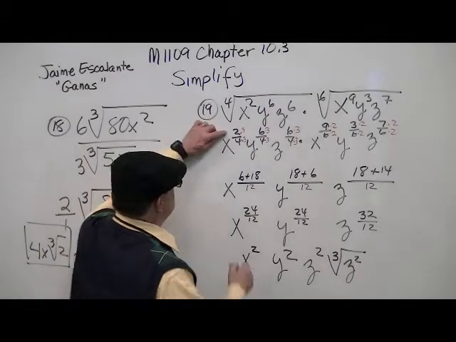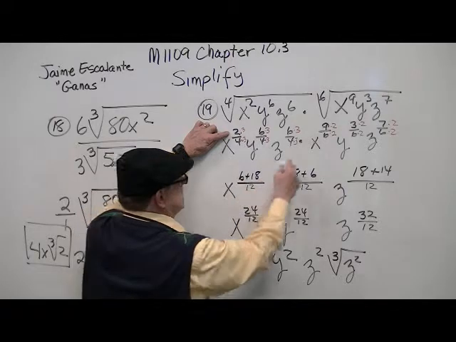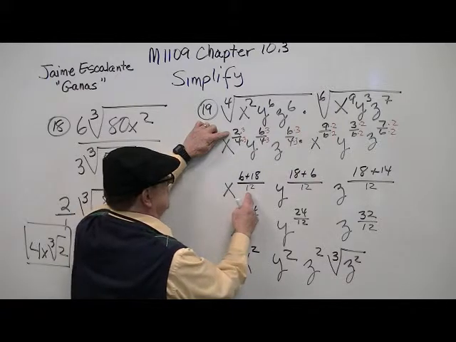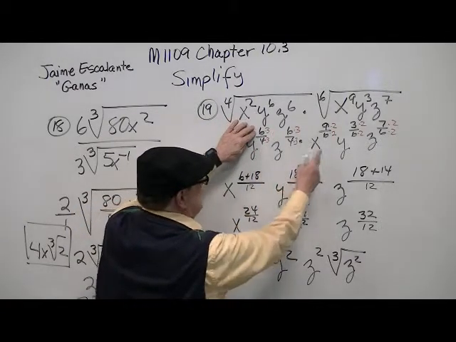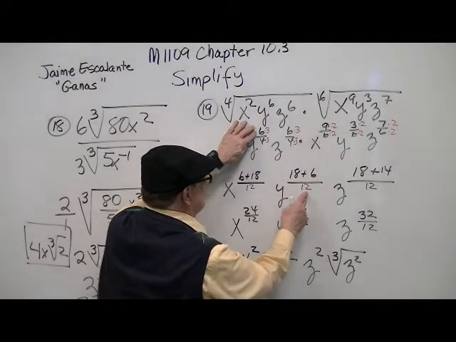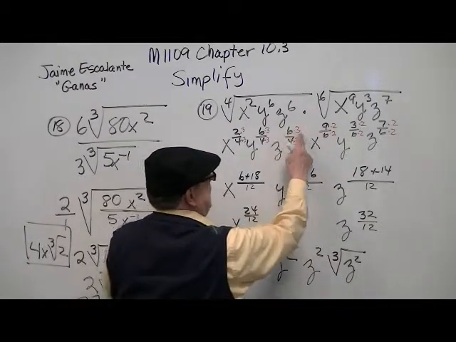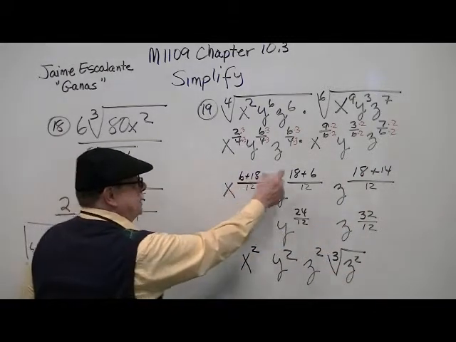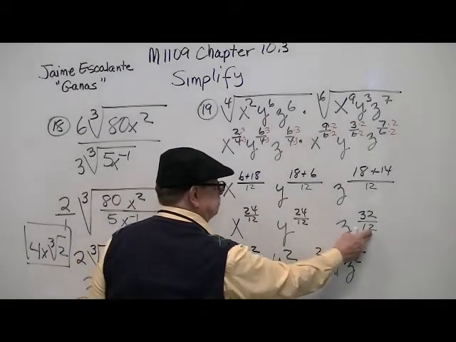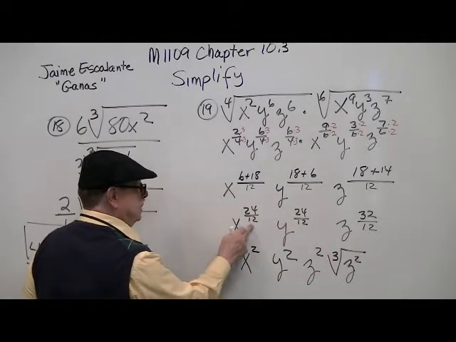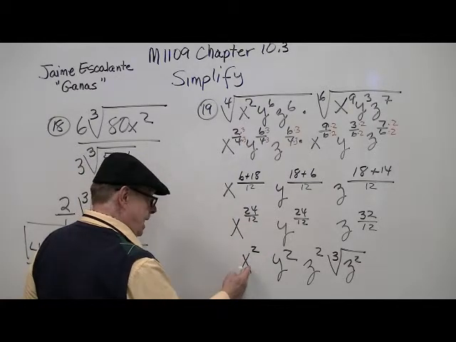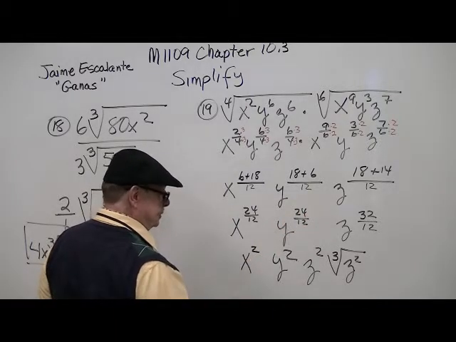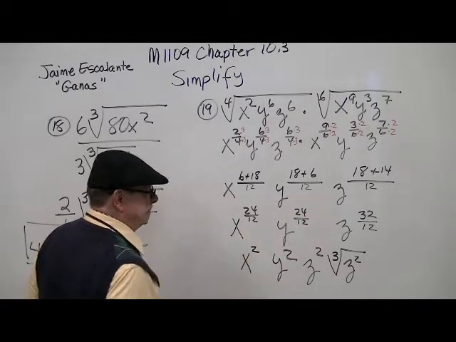So here I am with 2 times 3 is 6, 9 times 2 is 18 over 12. Then 6 times 3 is 18, 2 times 3 is 6 over 12 for my y's, and then 18 plus 14. I added my numerators and I got this. Well, 24 divided by 12 is 2, x to the 2nd. 24 divided by 12 is 2, y to the 2nd.